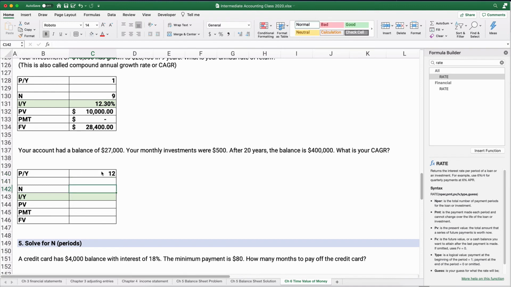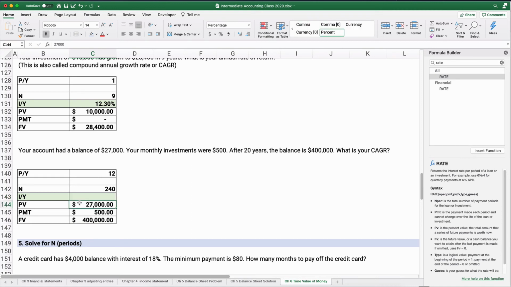The number of periods is going to be 20 times 12, 240. We're trying to solve for interest. I know a present value of 27,000. I know my payment is 500, and the balance of the account, the future value, is 400,000. All right, we're going to solve for the interest rate.